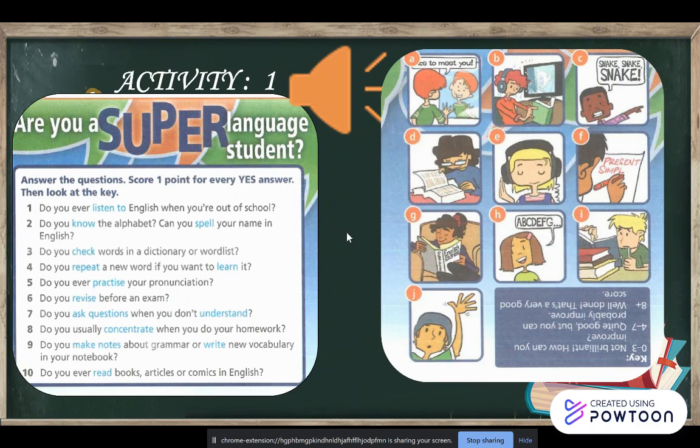Then later on, we will add up the score. When you add up the score, you can see where you are. This is the key for this question: you are at 4 to 7, or 8 plus. Just be honest when you are answering.